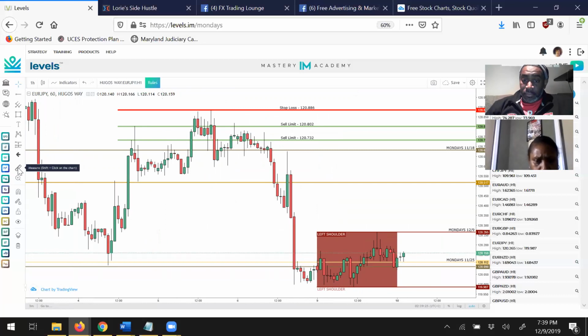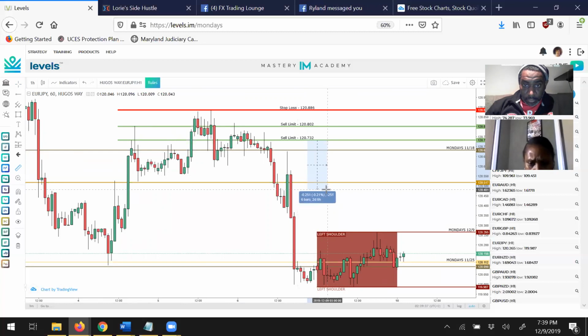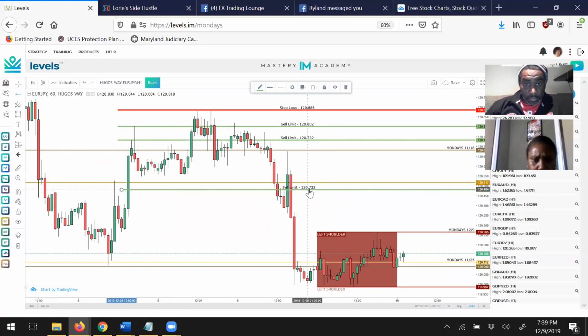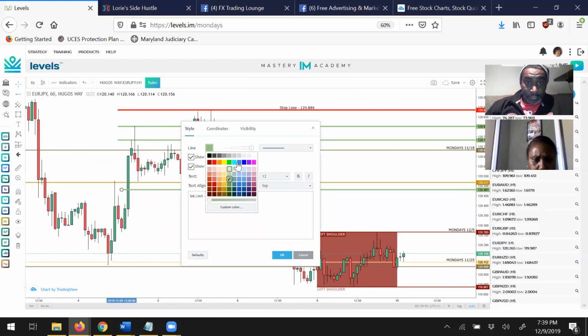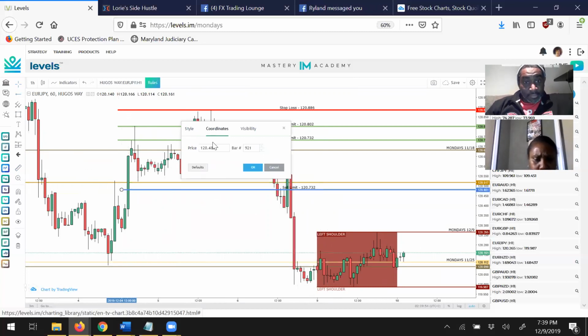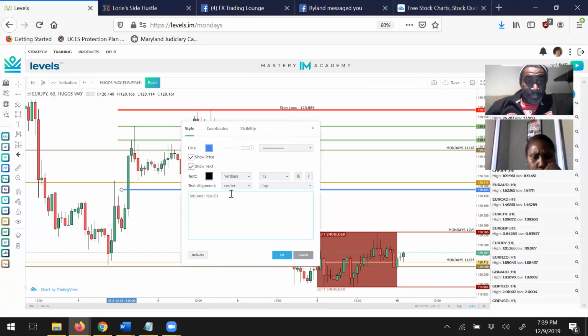Then you set your take profit. So you get your ruler and measure from the bottom of that line 25 pips down. And then you put a horizontal line right there for your take profit. Awesome. Yep, and you got it.